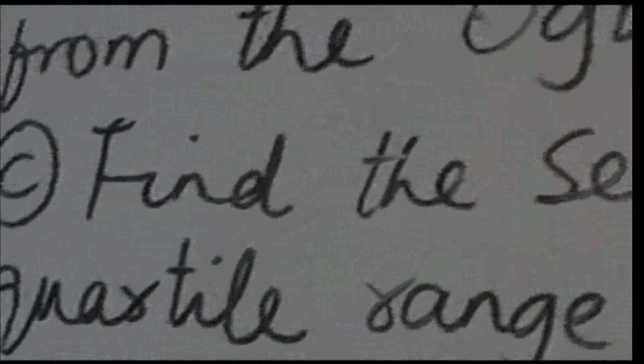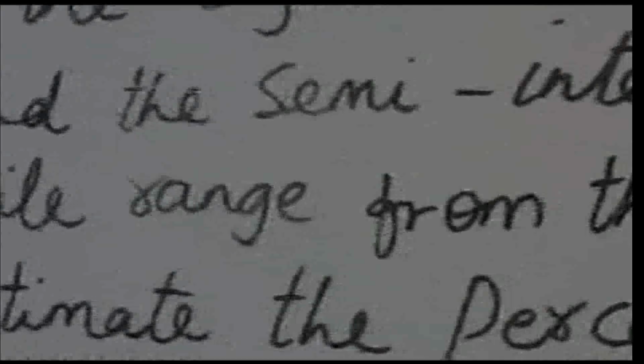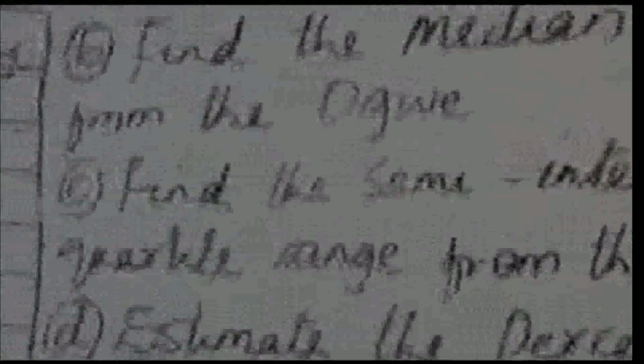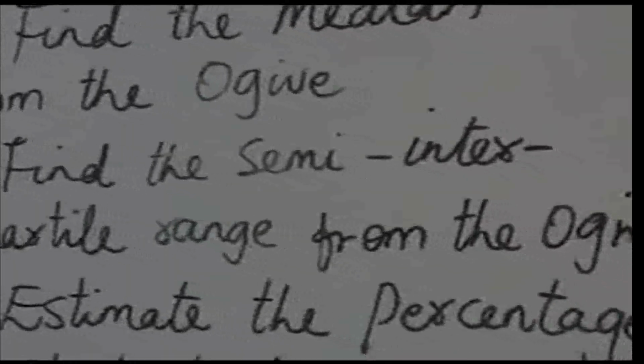The next question is question C. Question C says we should find the semi-interquartile range from the ogive. Find the semi-interquartile range from the ogive. So go to your ogive. Semi-interquartile range is the upper quartile minus the lower quartile divided by 2.